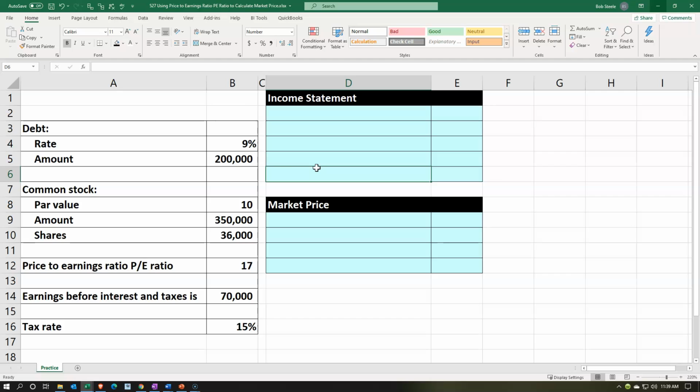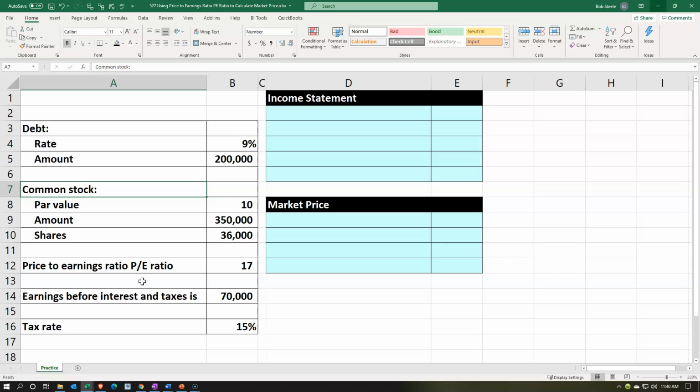Information on the left includes debt-related information, the rate 9%, and the amount of debt outstanding 200,000. Common stock information, par value 10, amount is 310,000, and the shares 36,000. The price to earnings ratio, or PE ratio, 17, and then the earnings before interest and taxes 70,000, tax rate 15%. Now notice what the PE ratio is. This is the thing we're focusing in on here.